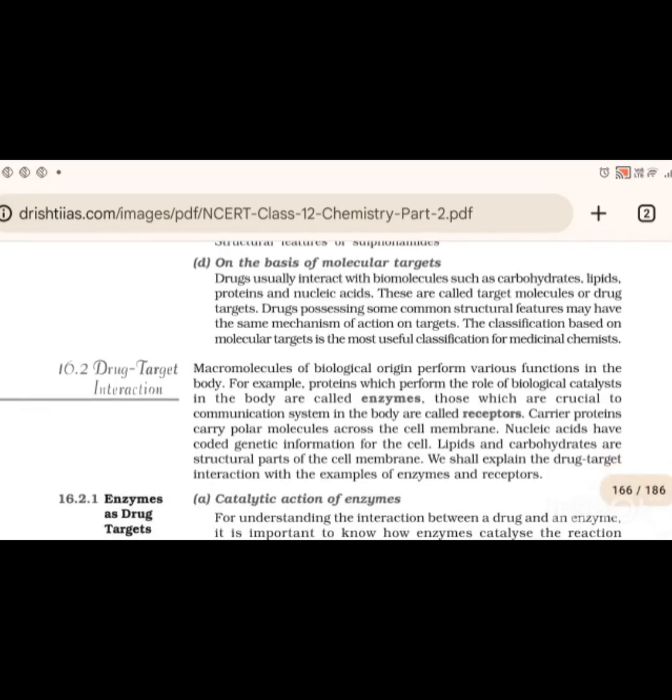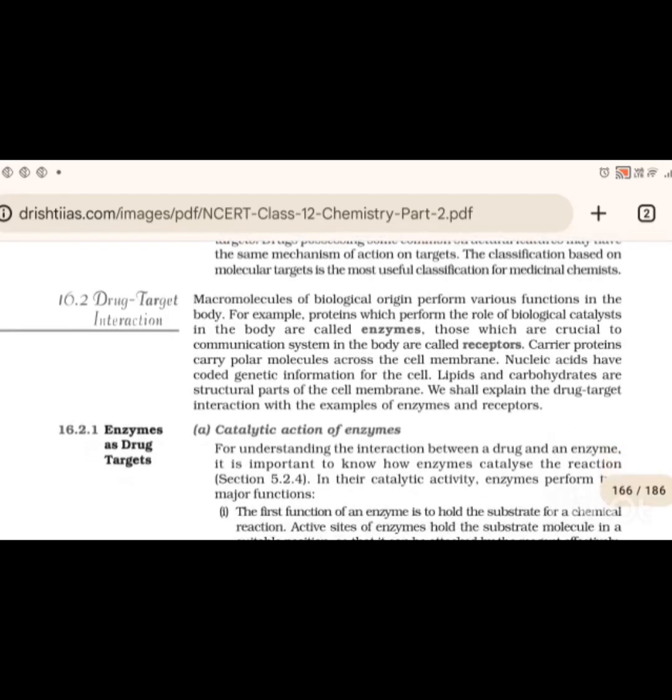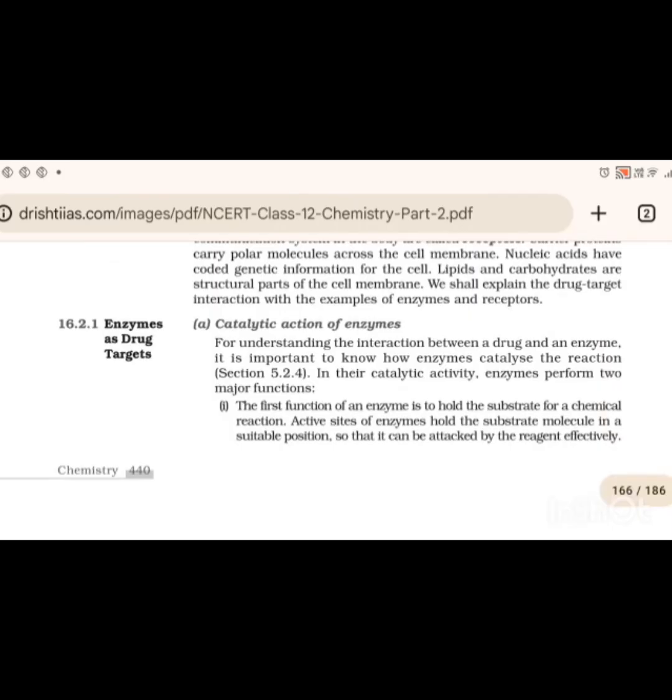Drug-target interaction. Macromolecules of biological origin perform various functions in the body. For example, proteins, which perform the role of the biological catalysts in the body, are called enzymes. Those which are crucial to the communication system in the body are called receptors. Carrier proteins carry polar molecules across the cell membrane. Nucleic acids have coded genetic information for the cell. Lipids and carbohydrates are structural parts of the cell membrane. We shall explain the drug-target interaction with the examples of enzymes and receptors.